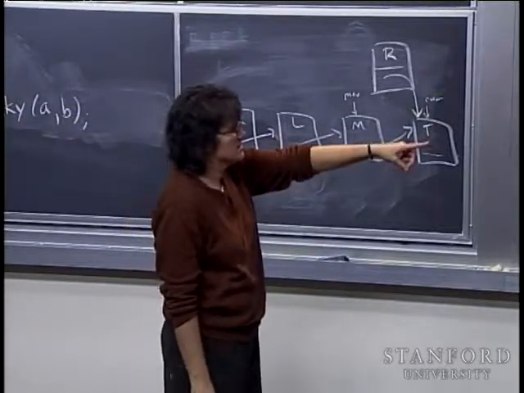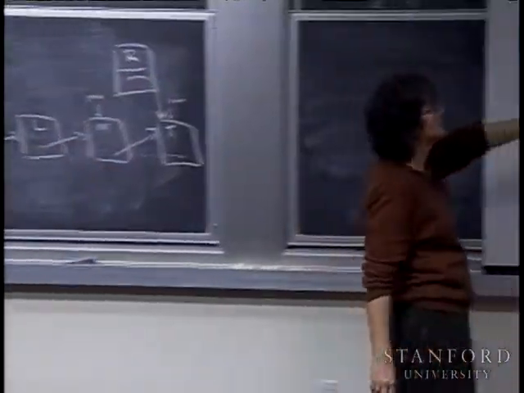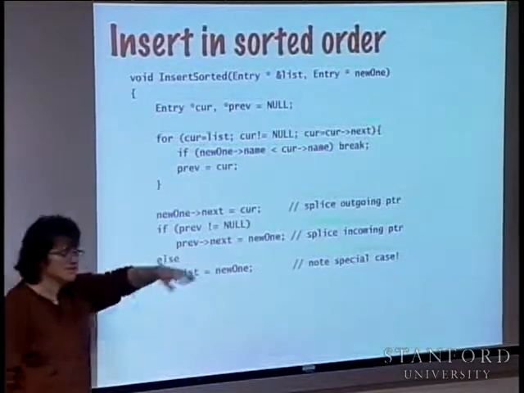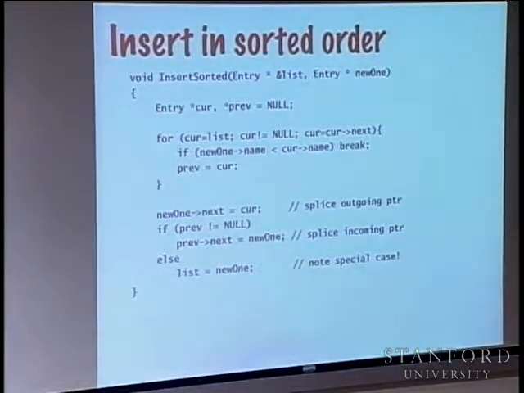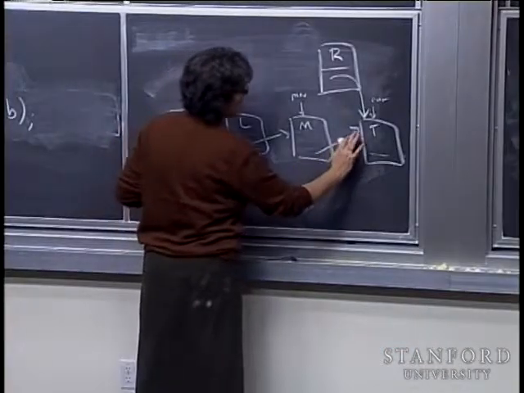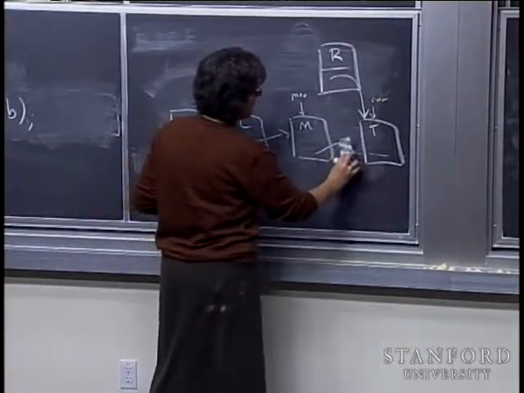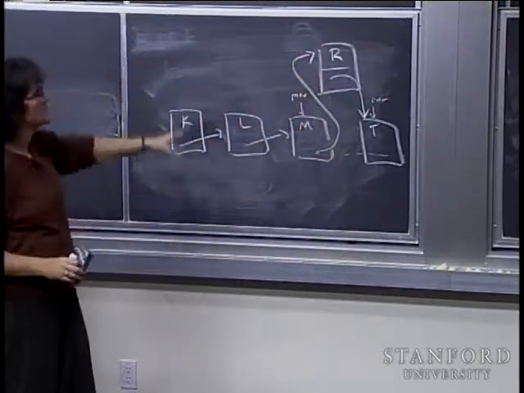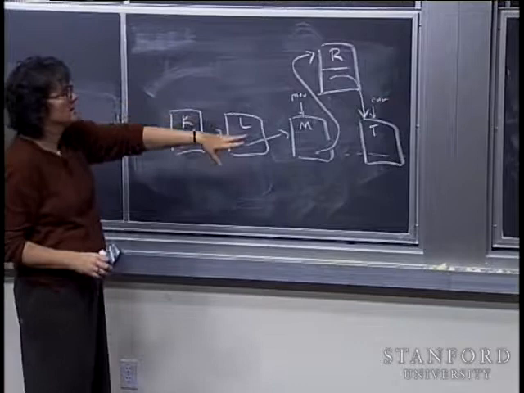And now there are two cases here. The ordinary case is that there is some previous cell, in which case the previous cell's next field needs to get updated to point to the new one. So we use the pointer to this one. Its next field no longer points to T, but instead points to R. And so I inserted R in between M and T with that adjustment.